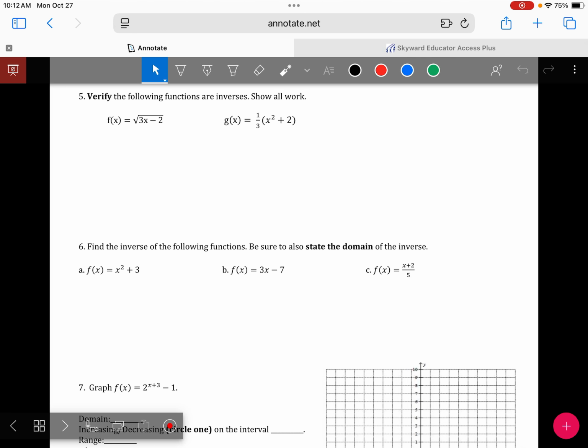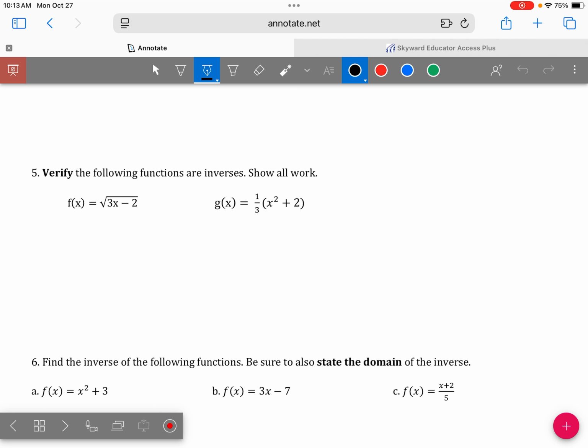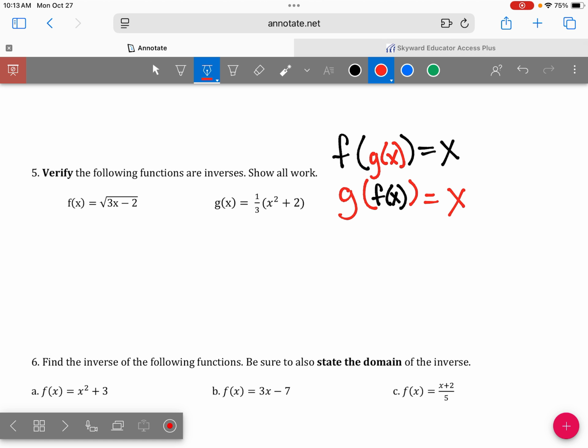For question number 5, we have to verify that two functions are inverses, and we do that with composition. So remember, in order for them to be inverses, that would mean that when you take your g function and put it in the f function, it would come out and simplify down to just x. And if you take your f function and put it into your g function, it would also simplify down to just x. And when you're doing this, you only have to show that one is true.